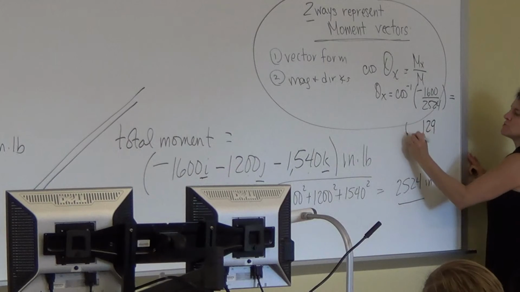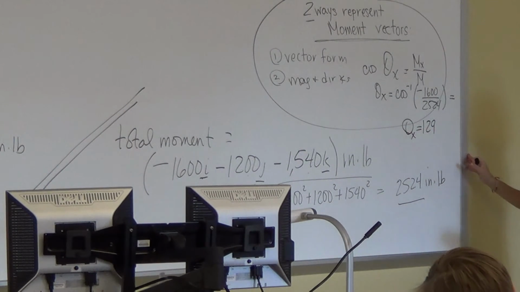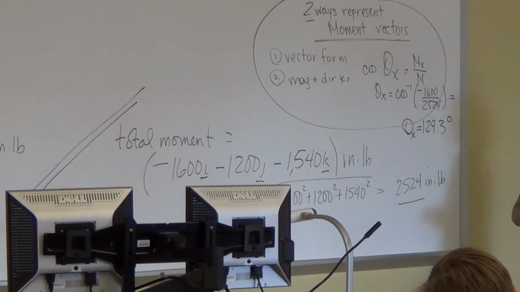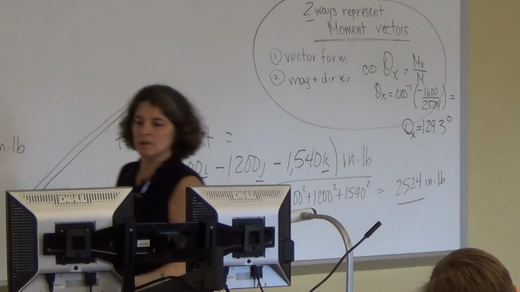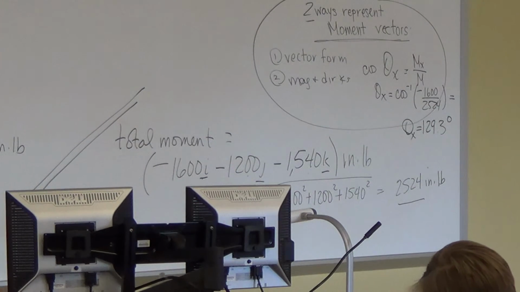129, but direction angles, we already decided that we're always going to keep 1 decimal place, so give me 1 decimal place. Okay, and now calculate what theta y and theta z are, because we need to report what they are as well.